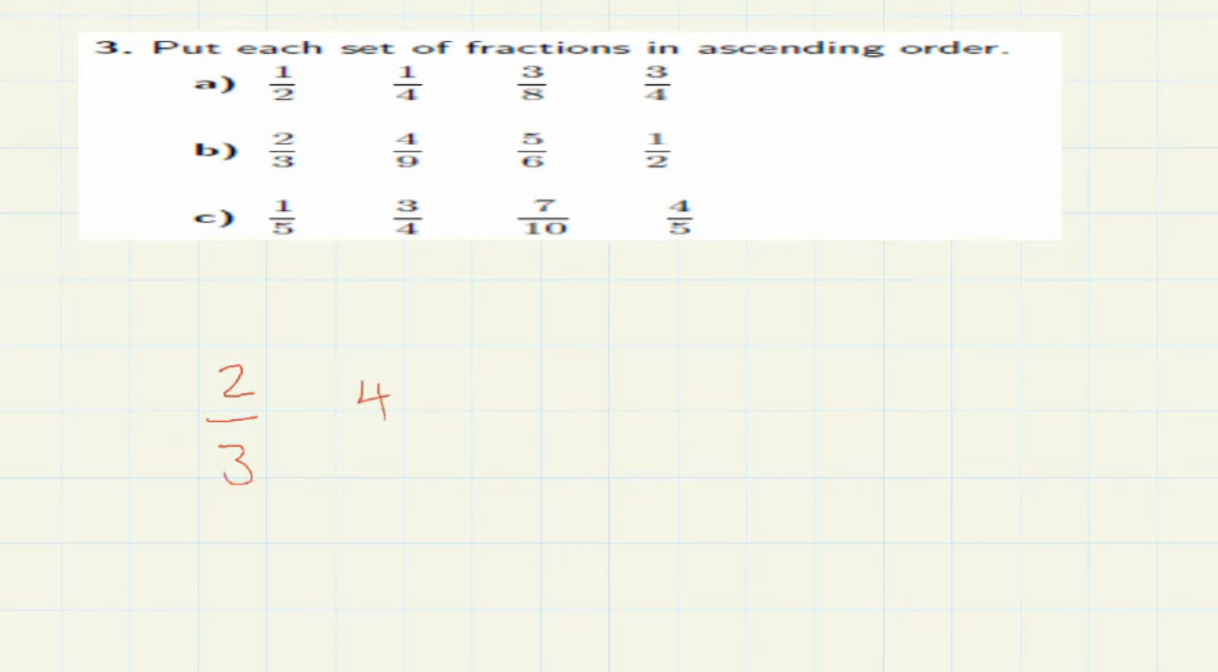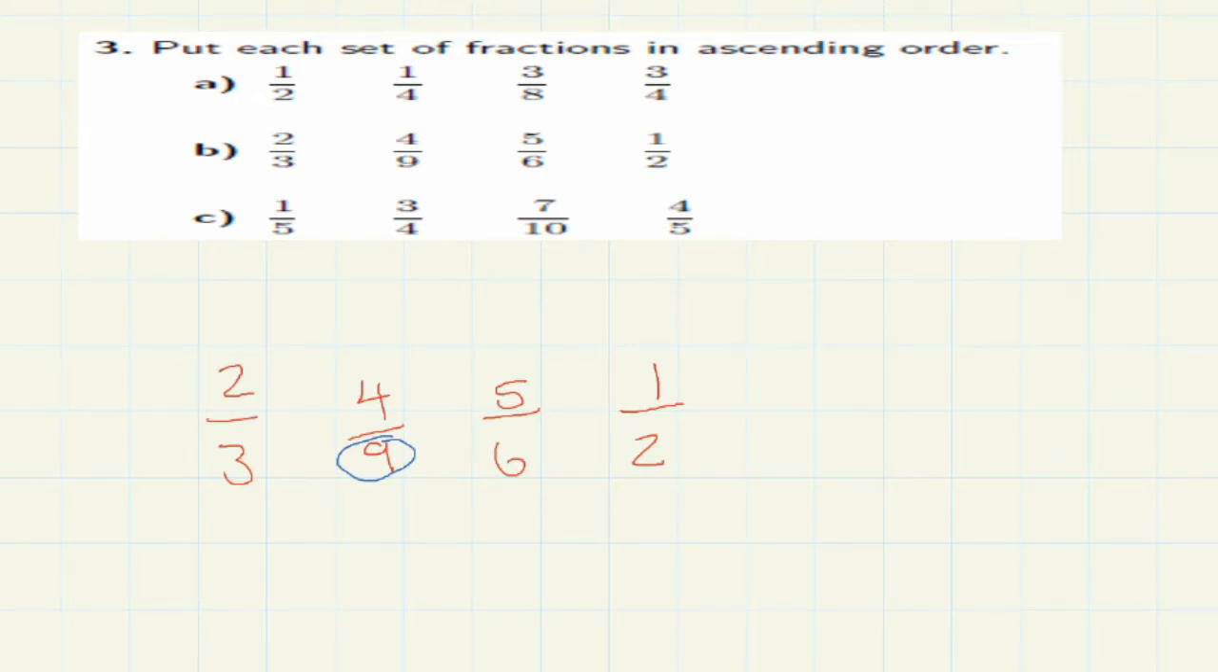Okay, question B. We've got 2/3, 4/9, 5/6, and a half. Again, we're going in ascending order. But again, you can't just guess these because you're not going to get 100% right every single time. So the way in which you make sure is you make equivalent fractions where all the denominators are the exact same. Again, we ask ourselves the same question. What is the number that all of these numbers can go into?